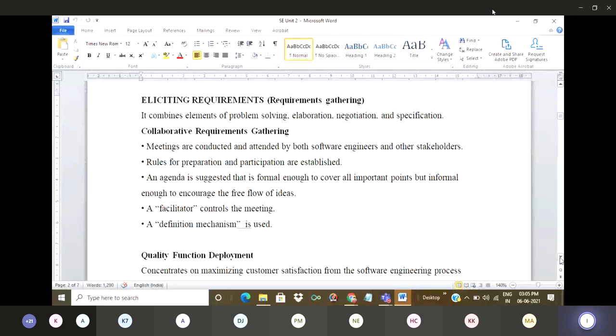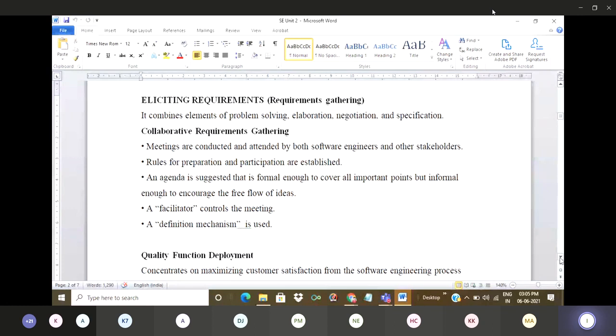Next is collaborative requirements gathering. Under eliciting requirements, we have lots of subtitles. The first one is collaborative requirements gathering. What does it mean? Meetings are conducted. If you want to do anything, a meeting must be there. It may be a small group or a larger group. The meeting must be conducted and attended by both software engineers and other stakeholders.